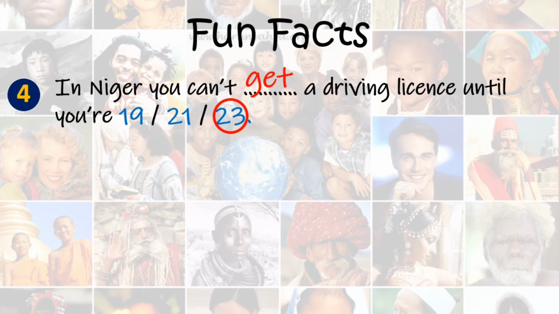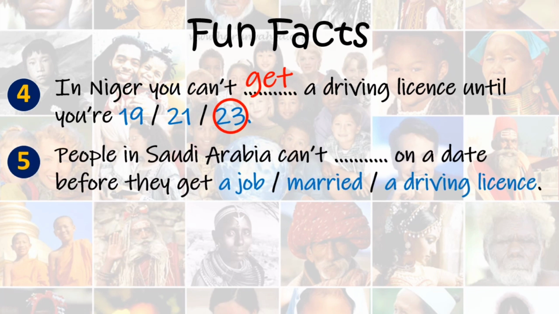Alright, 5. People in Saudi Arabia can't blah blah blah on a date before they get a job, married, a driving license. So the answer is, of course, go on a date before they get married. Wow, surprising, right?